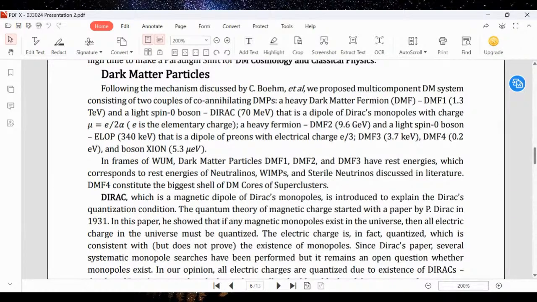In the frames of our model, dark matter particles DMF1, DMF2, and DMF3 have rest energies which correspond to rest energies of neutralinos, WIMPs, and sterile neutrinos discussed in the literature. DMF4 constitutes the biggest shell of dark matter cores of superclusters.